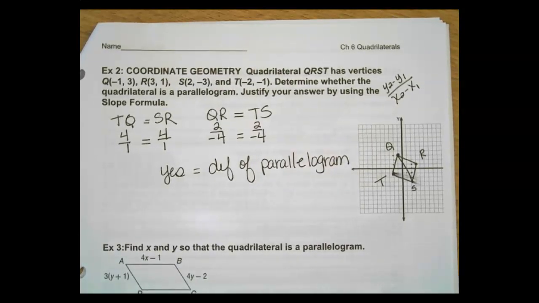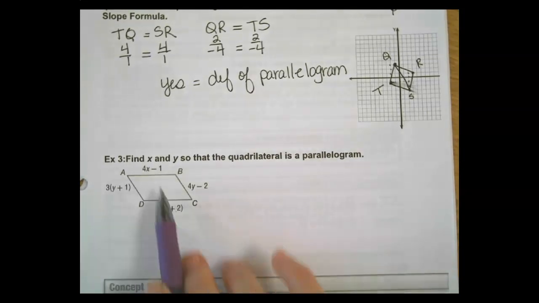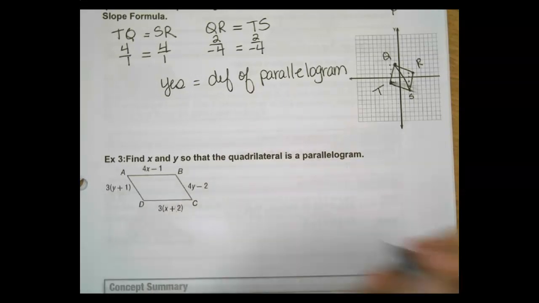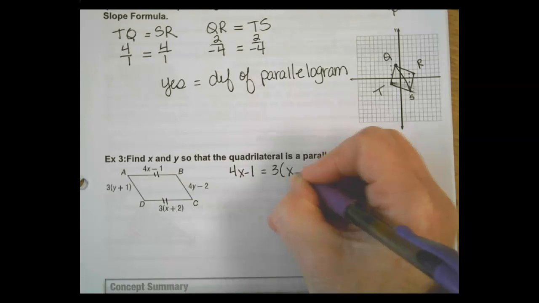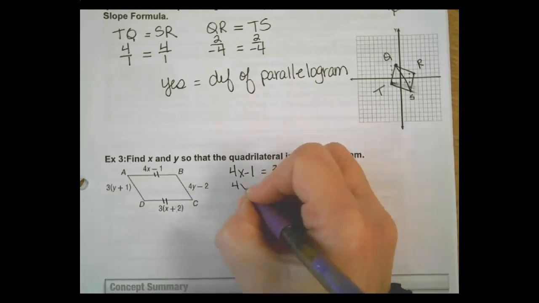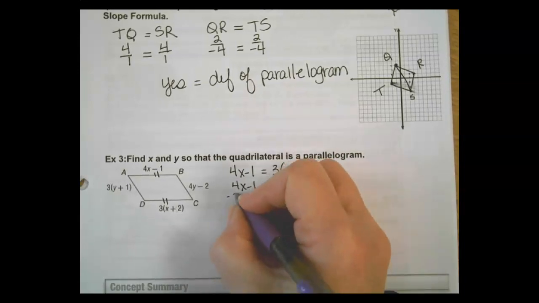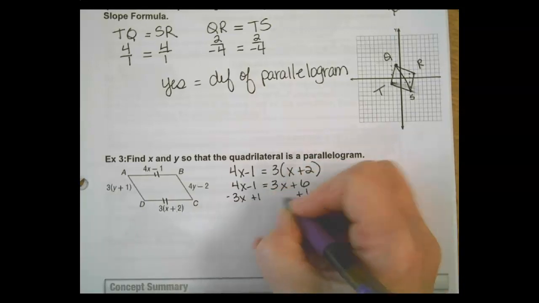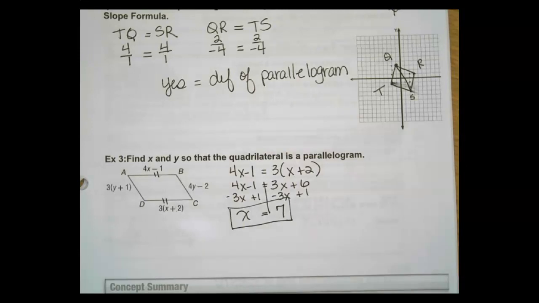All right, so let's find x and y. The quadrilateral is a parallelogram, so we should know that these two would be equal to each other and that these two would be equal to each other. So I'm just going to mark those because I'm saying that those are equal to each other. So 4x minus 1 is equal to 3 times x plus 2. And solve. This is the fun part. Minus 3, plus 1, minus 3x. x is equal to 7. Okay, so x equals 7.